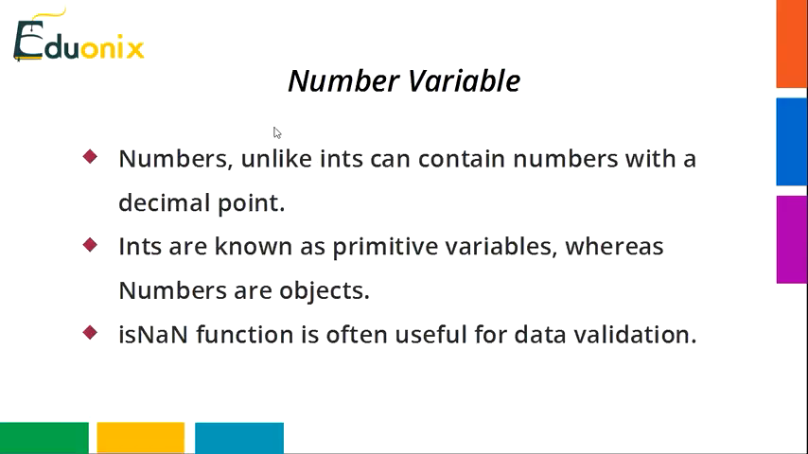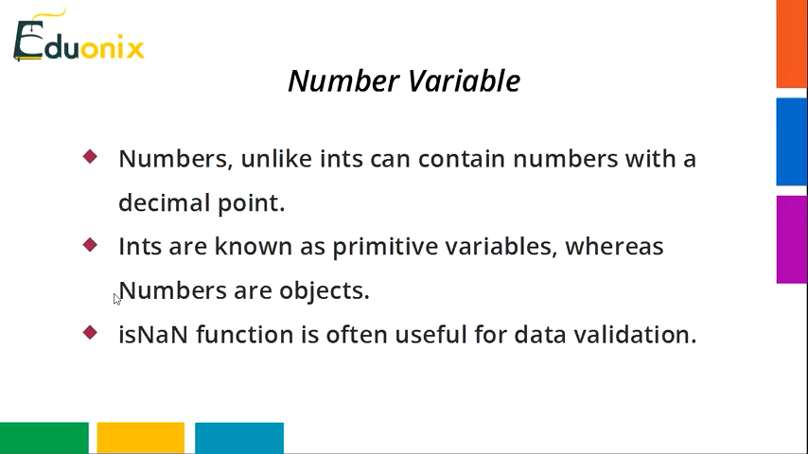Numbers I will talk about though. Numbers, unlike ints, contain numbers with a decimal point. Ints only contain whole numbers. And I just mentioned Booleans are objects. Numbers are also objects. Most variable types you'll come across in ActionScript are objects.